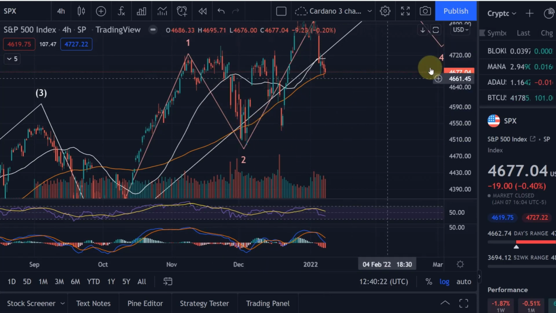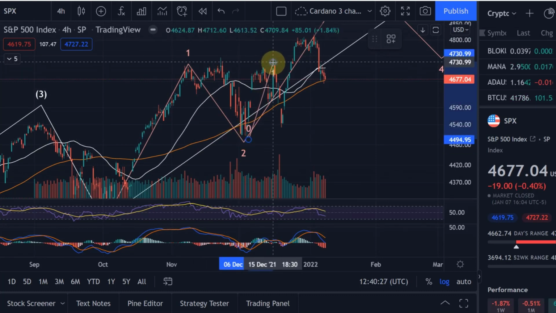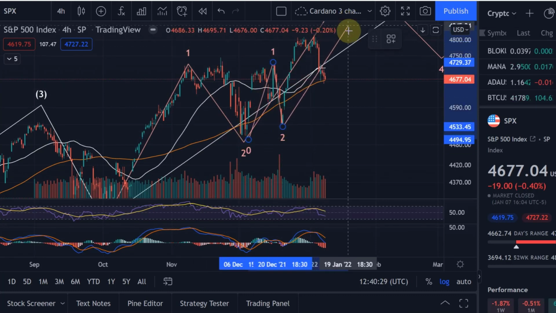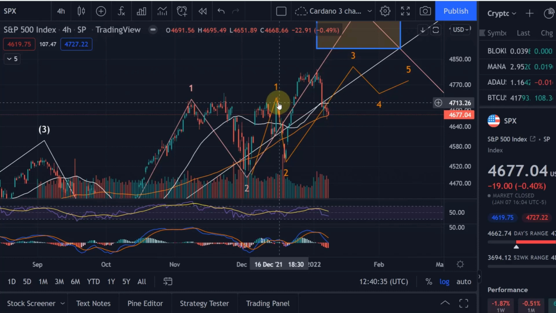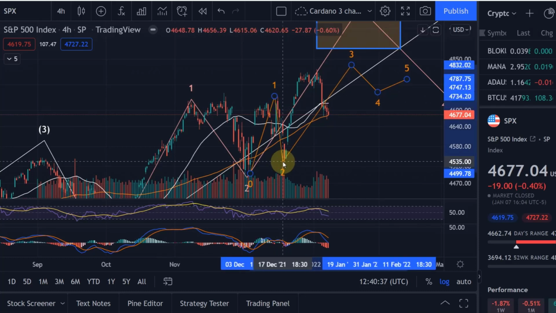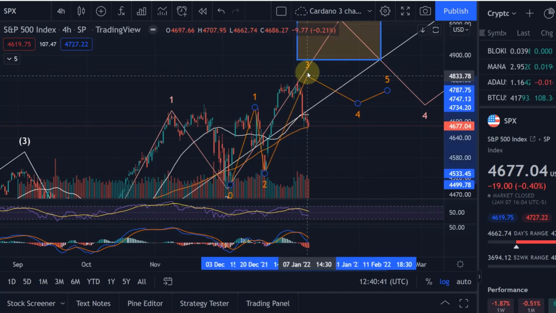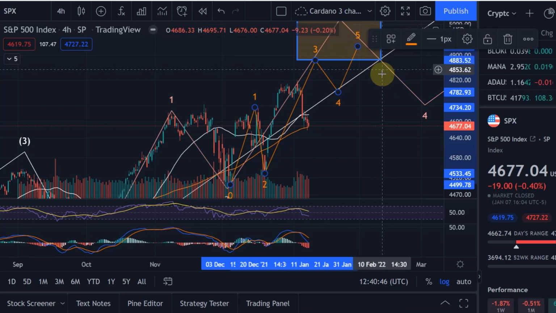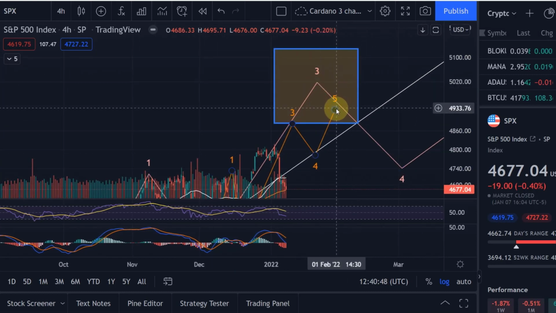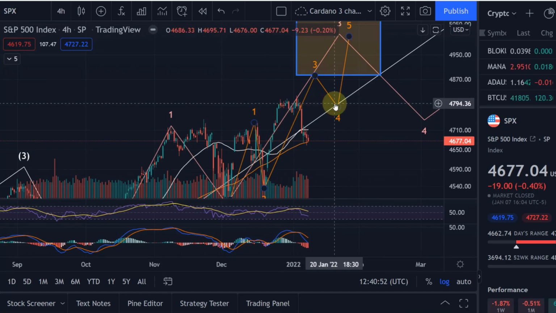That means that, if I just show that to you again with the count here, we came up here in another 1, 2, smaller degree 4 and 5, basically because this wave 2 came down quite a bit. So what that means is that you can expect that we have another 3, 4, 5 here, which will be part of that wave 3, okay, of that higher degree wave 5.